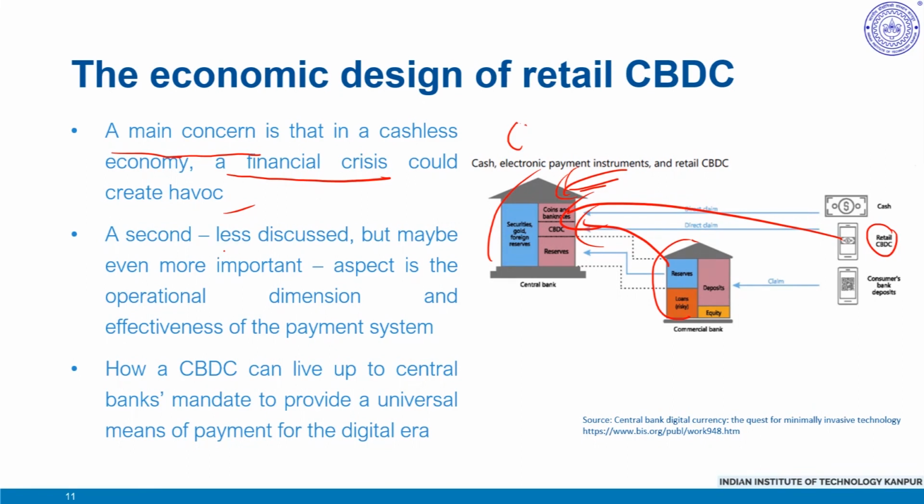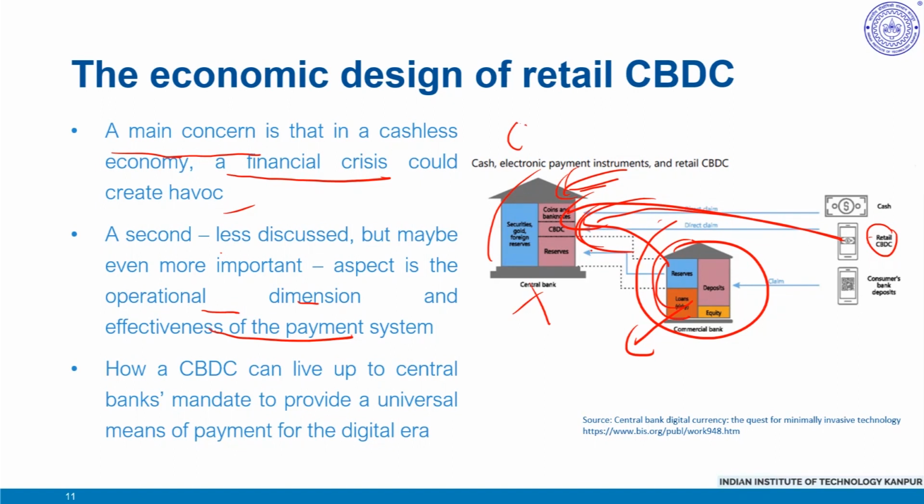A second and less discussed but important aspect is the operational dimension and effectiveness of the payment system. The customer-facing side of real-time payments, including clearing, onboarding, enforcement of KYC norms, ongoing due diligence, dispute resolution, and other related services, is a major operational task which has customarily been done by commercial banks, and they have this core competence. This task is better handled by the private sector commercial banks rather than central banks. So that is why we should not think of replacing the commercial banks by leaving operations entirely with the central bank.